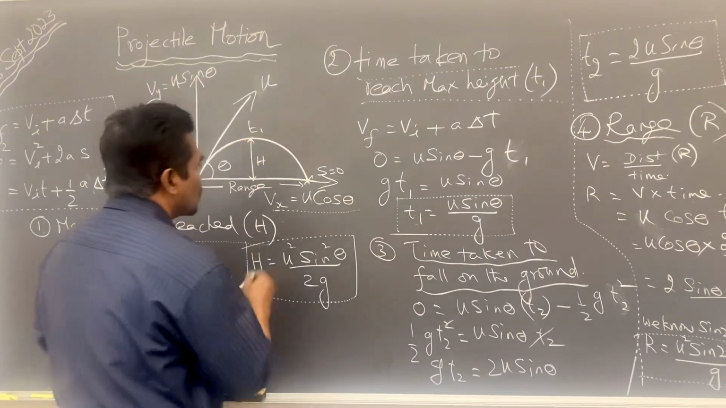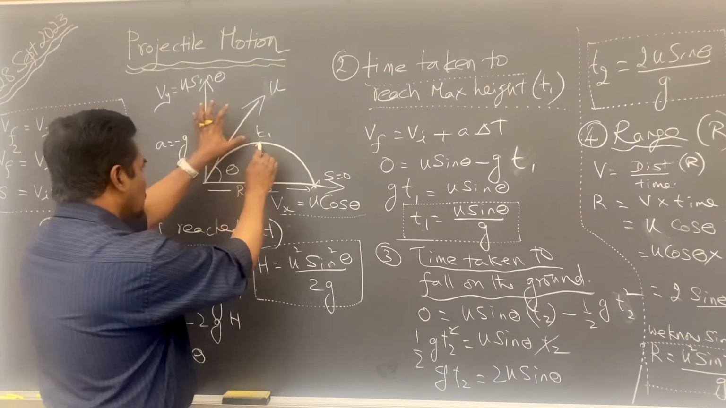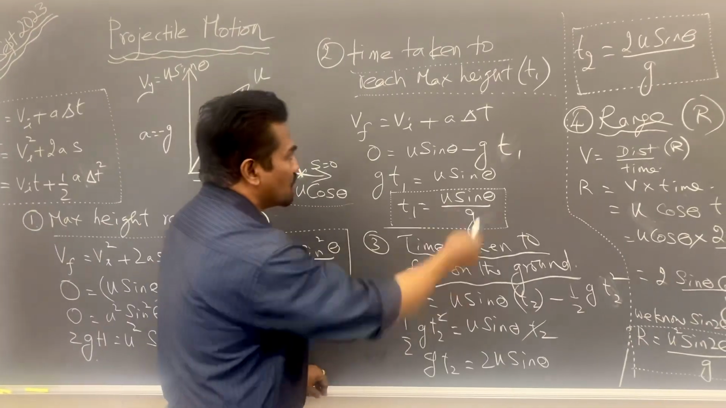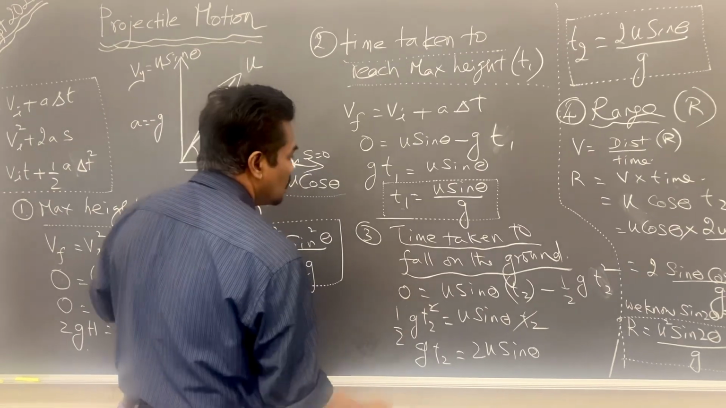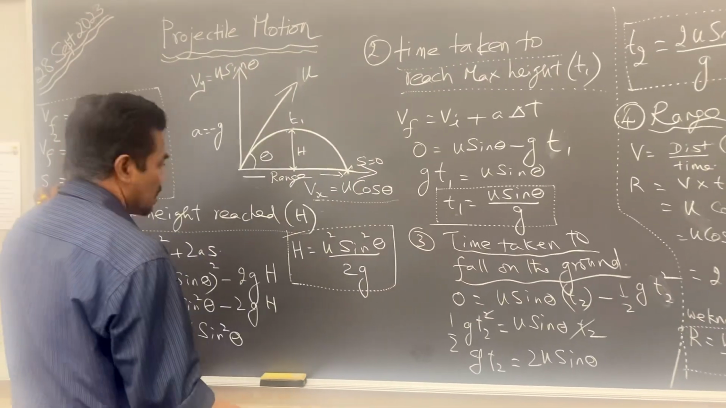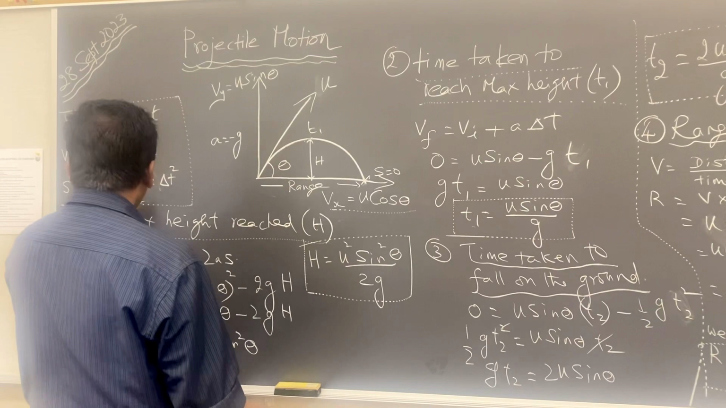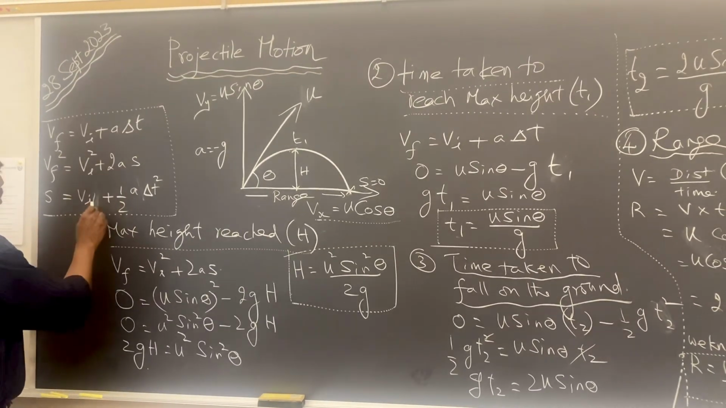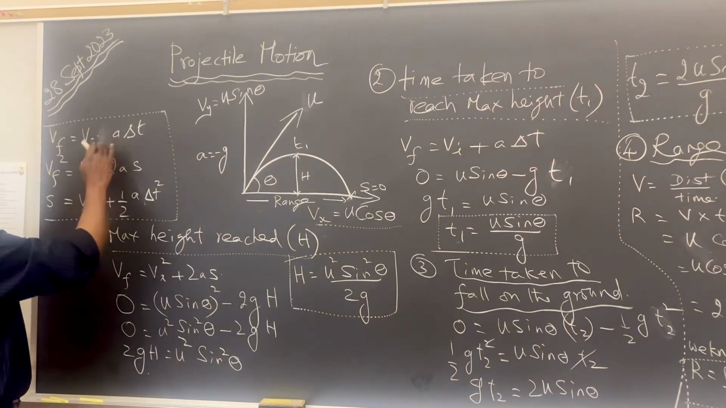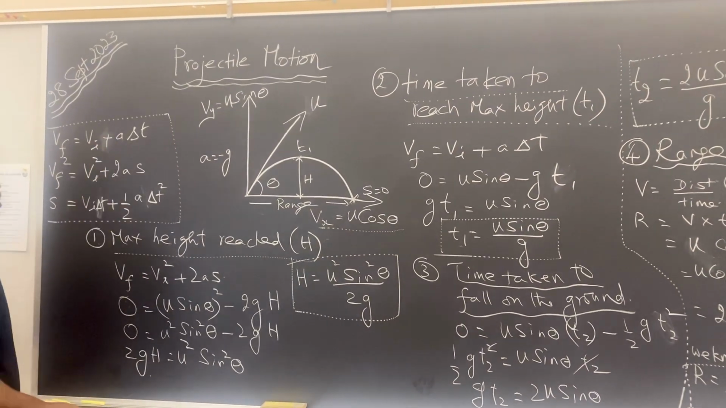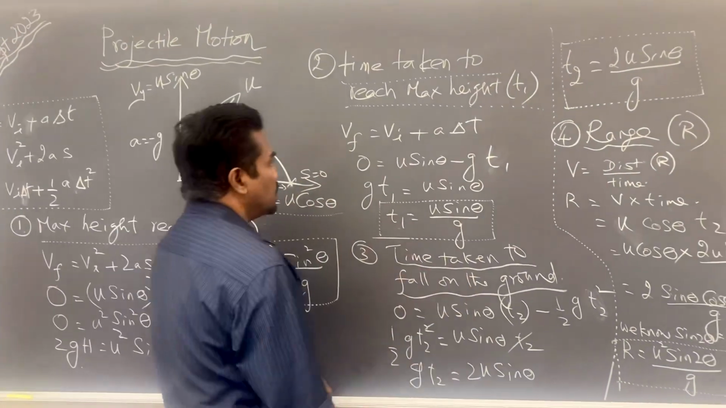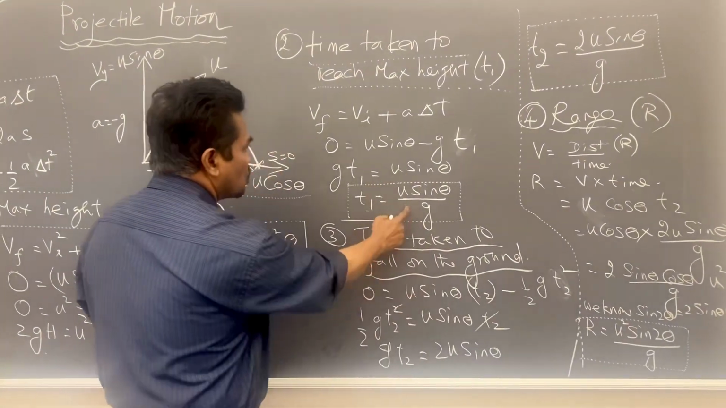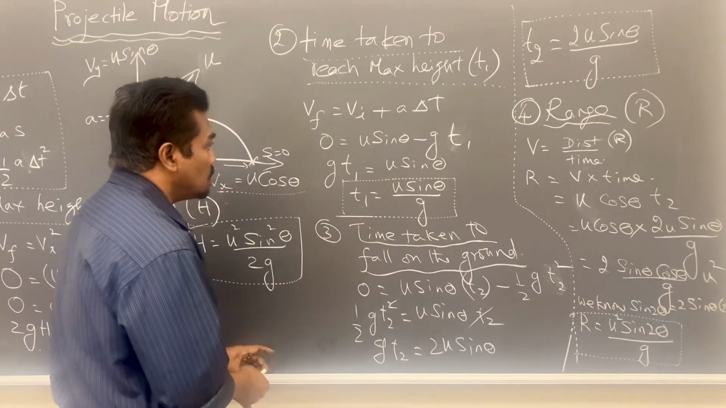Time taken to fall on the ground is twice that; if it is 5 seconds, it will be 2 times 5, 10 seconds. So we got it correctly by using the formula, v equals u plus a delta t. And finally we got that t2 is equal to 2u sin theta over g, which is twice this value.